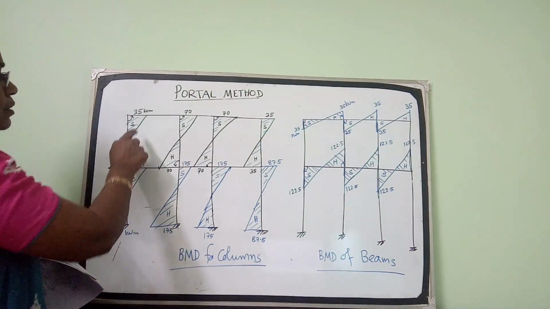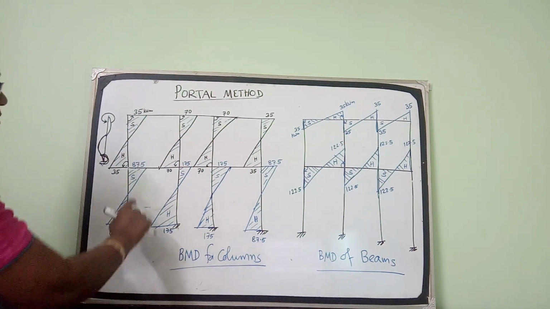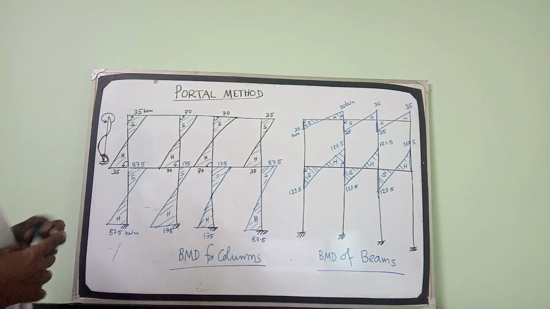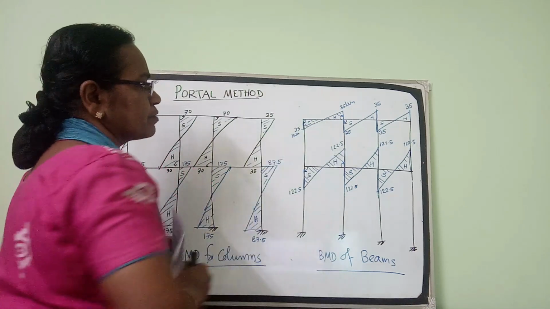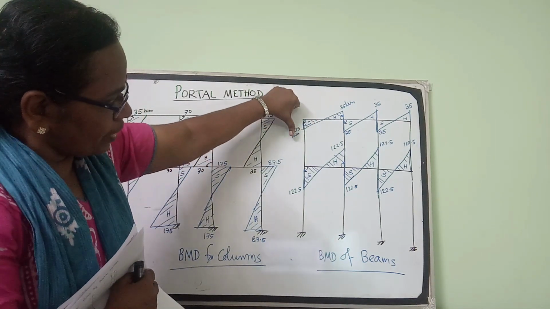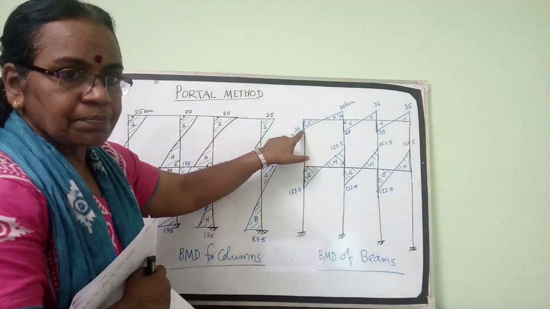Okay, and this is marked sagging. Now coming to the beam bending moment. For this beam, we have got the value 35 kilonewton meter clockwise. So you place A to B 35 clockwise, so that thumb comes downward to 35 here.